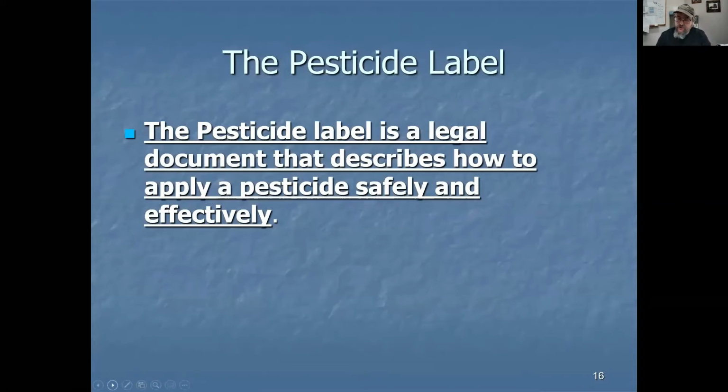All your chemicals will come with a label. This is a label as well. This will peel off and you'll have some more information on the inside. But usually you'll get a label like this or a little small booklet that will come with your product. Okay, so I guess to re-emphasize, the pesticide label is a legal document that describes how to apply a pesticide safely and effectively.